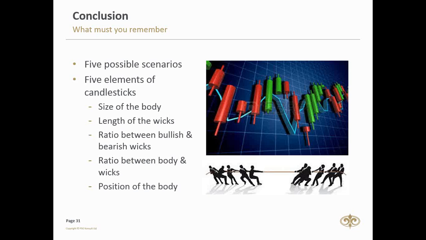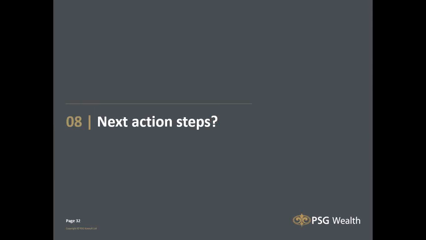If you understand those 5 scenarios and the combination between all of them, so there are 25, you'll be able to understand any candlestick formation out there. Okay, and more important, obviously, the behavior of the traders behind it and the psychology. Okay, so what are your next actions?